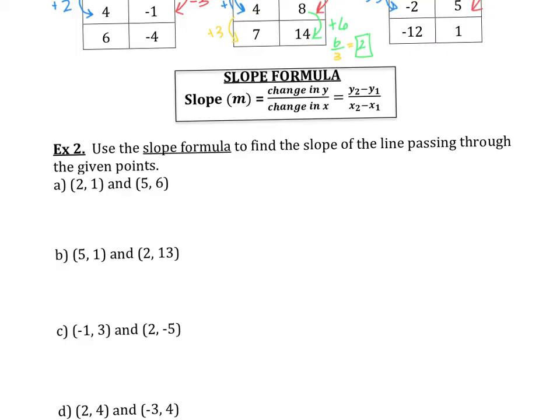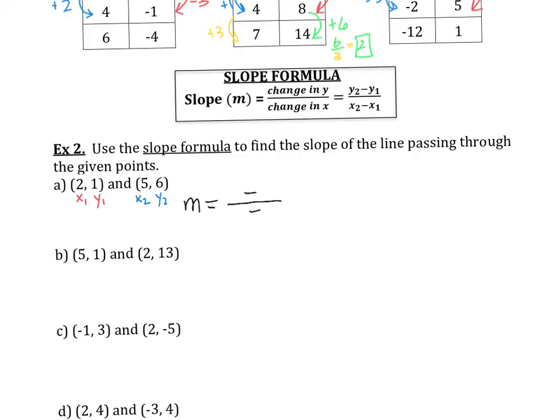So since this 2, 1 is the first ordered pair, I'm going to call this x1, y1. Okay, since 5, 6 is my second ordered pair, this is my second x and my second y, or x2 and y2. Okay, it doesn't really matter which one's their first or second. I try to do the same thing every time, so it's a little bit less confusing. Okay, so my slope says y2 minus y1 over x2 minus x1. So it's always going to start with this little setup of subtraction.